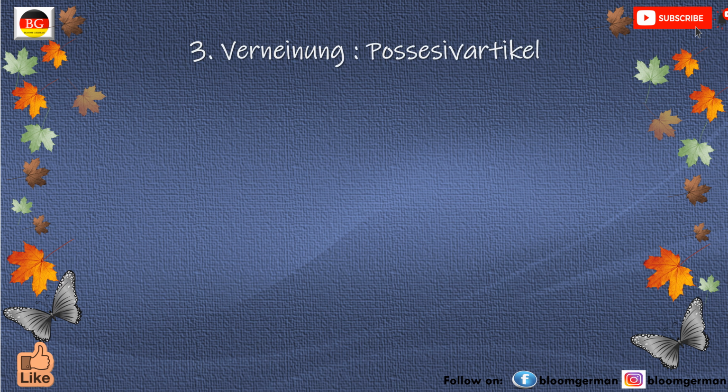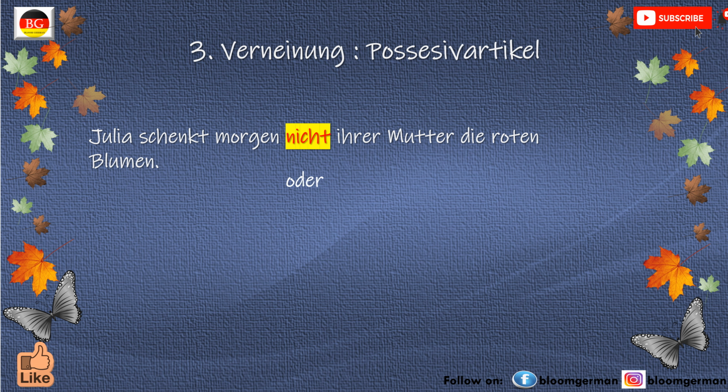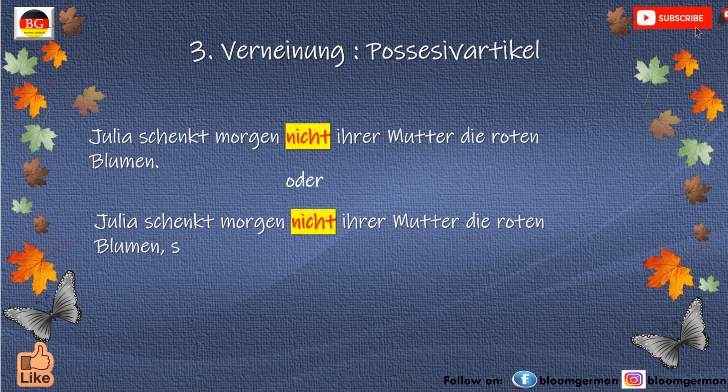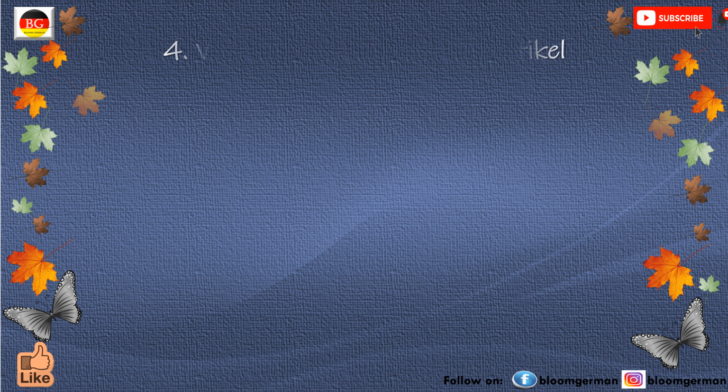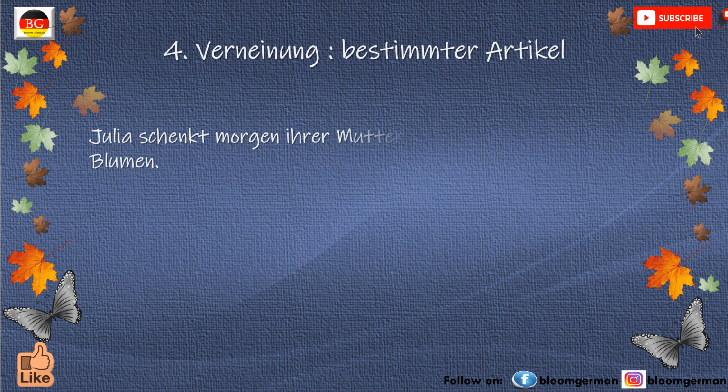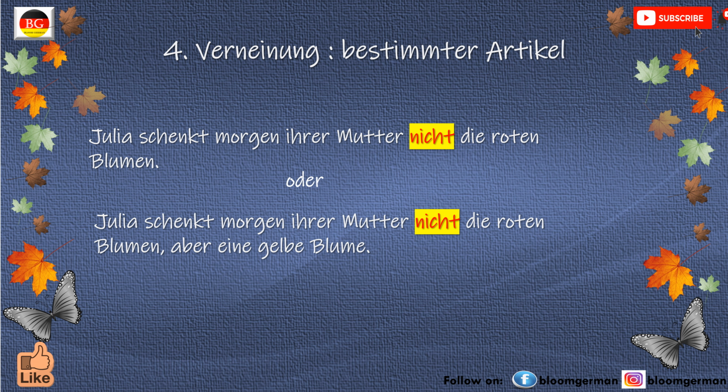Third one is Verneinung, the possessive article. Zum Beispiel, Julia schenkt morgen nicht ihrer Mutter die roten Blumen, sondern ihrem Vater. Verneinung, the bestimmter Artikel. Zum Beispiel, Julia schenkt morgen ihrer Mutter nicht die roten Blumen, aber eine gelbe Blume.